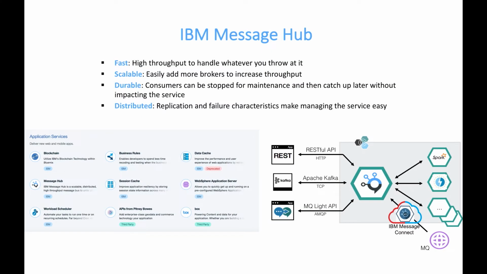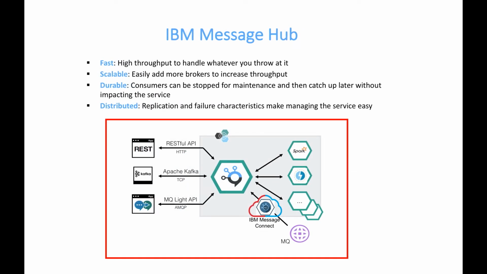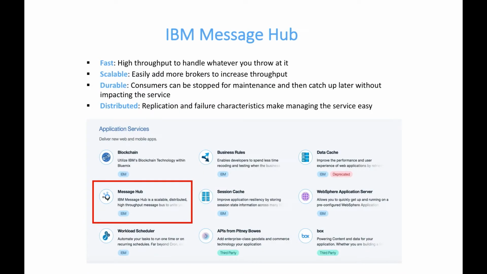IBM Message Hub is a scalable, distributed, high-throughput messaging system built on Apache Kafka. This can be used to stream data to one or many analytics engines. It is available as a service in IBM Bluemix.